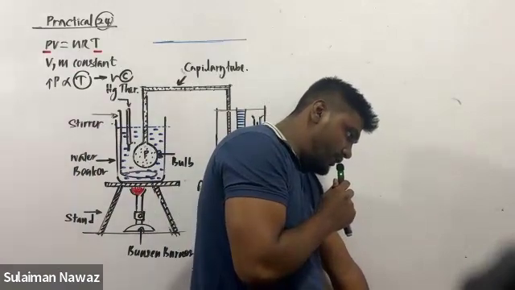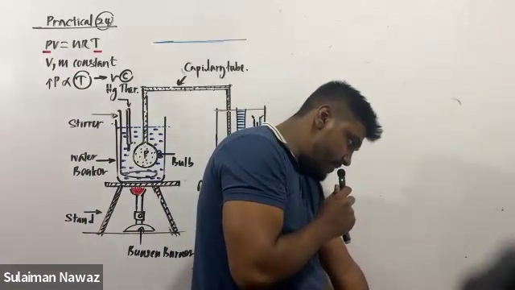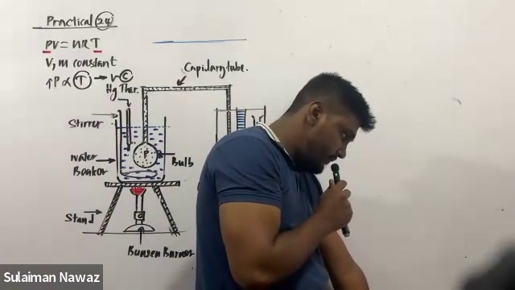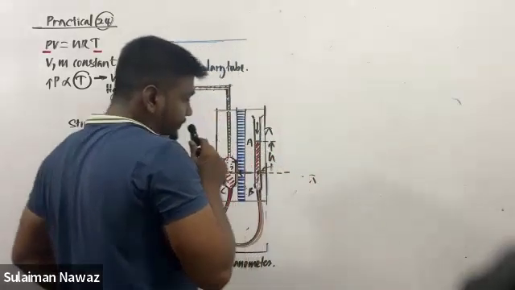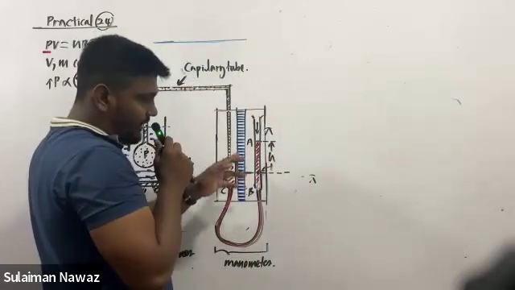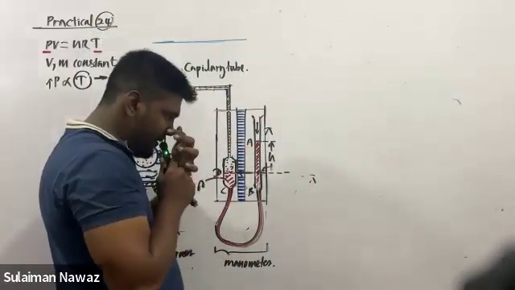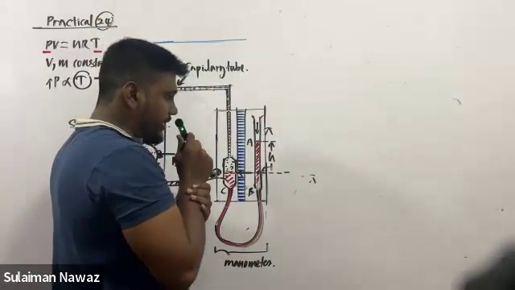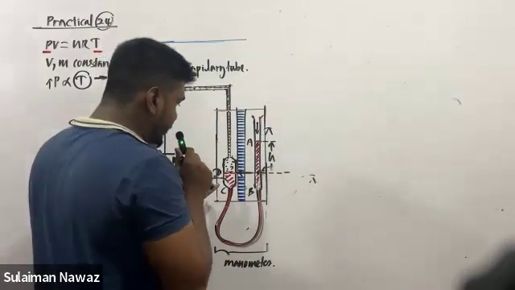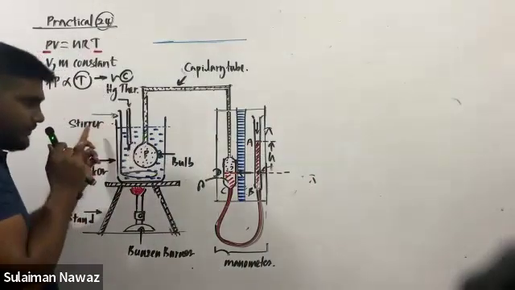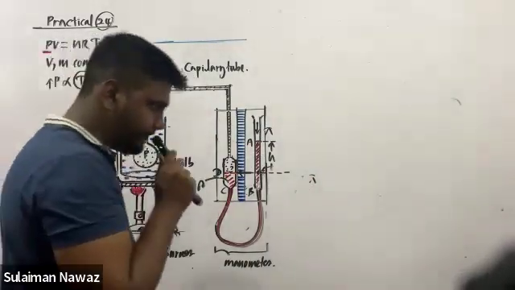Next point. Note the reading of the mercury meniscus in AB and temperature of the water.